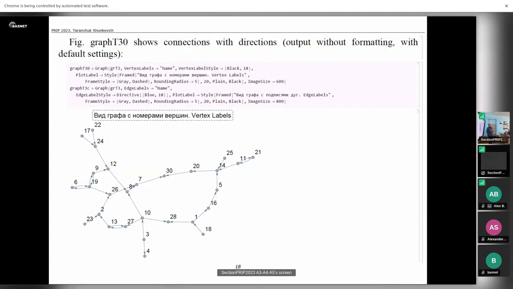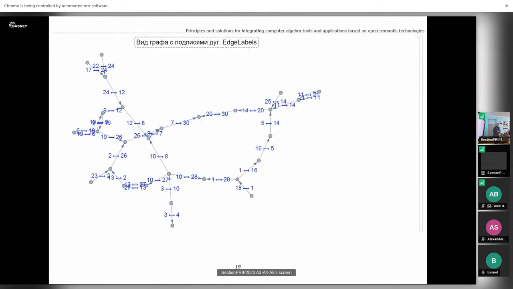Then we can use different features of Wolfram Mathematica to visualize our graph. Here we can see the simplest one. As you can see, in our graph there are vertices, directed edges, undirected edges, and so on. Another feature: we can use edge labels, as you see here.